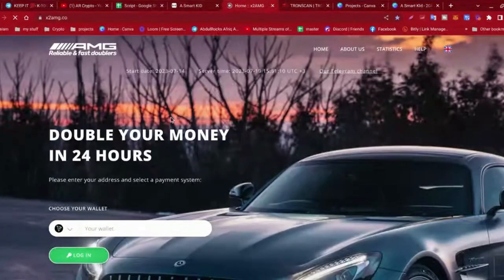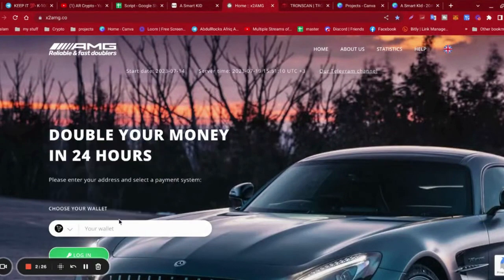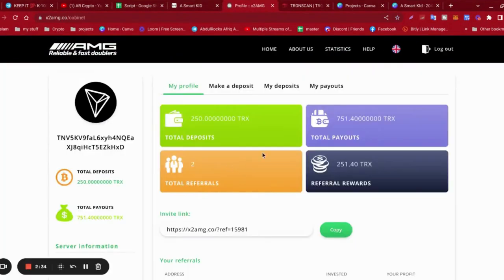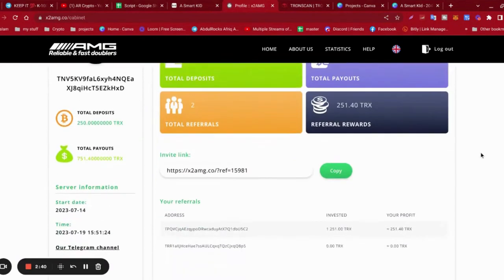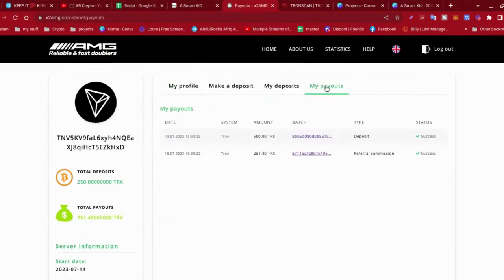Log out. So what I mean by that, as you can see here, we've got Bitcoin, Dogecoin, Lite, Ethereum, BNB. I've chosen TRX. I've chosen Tether and Tron. But the doubler's working. Doubler's going. Reliable and fast doublers, that's what it is. On there, as you can see, that's a payout that happened.